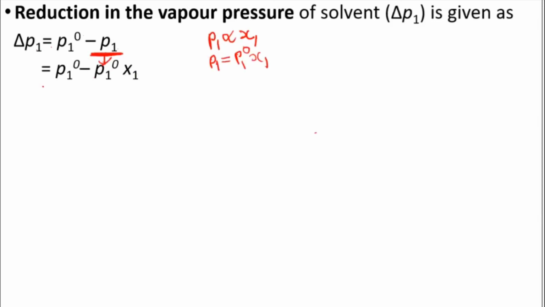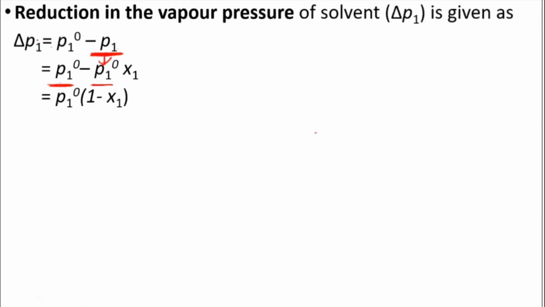Now from these two, what is common? P1 naught is common. I can take that out. So I can write this as P1 naught, and what remains here? Nothing is there, which means 1 is there. 1 minus X1. I suppose you are able to understand this.